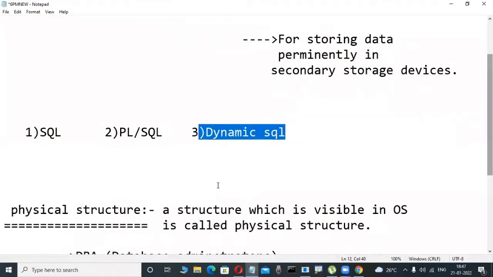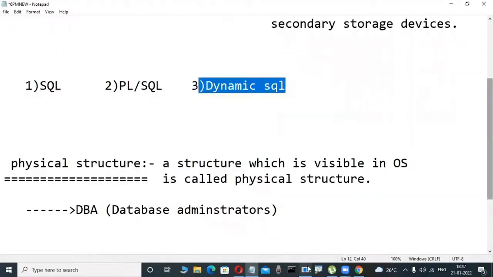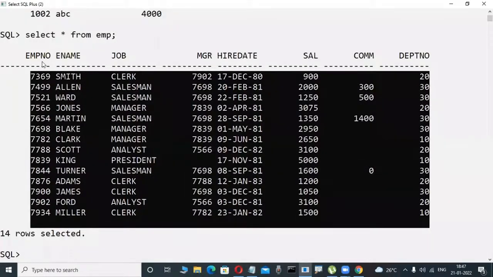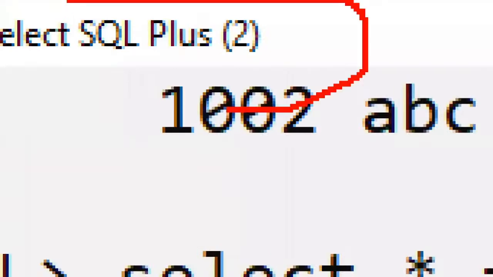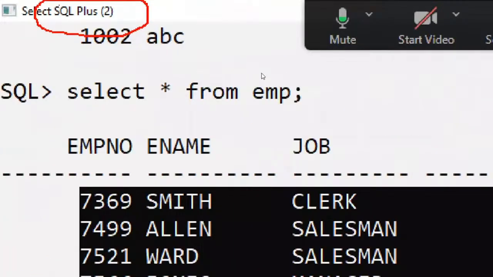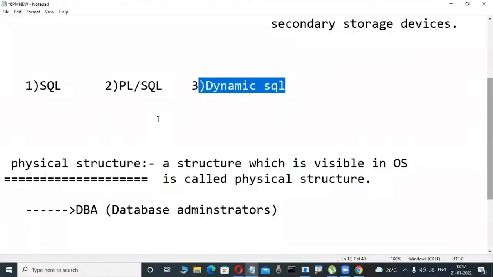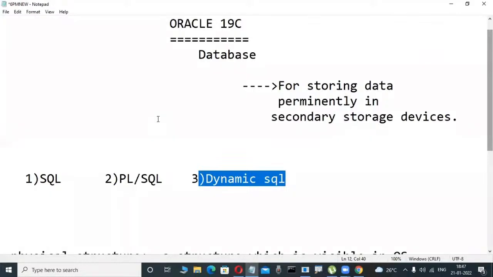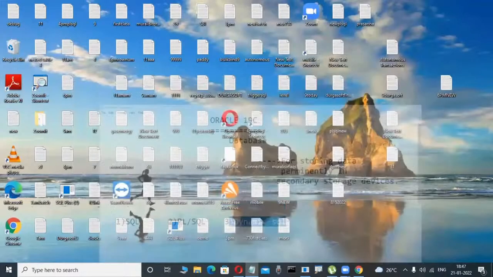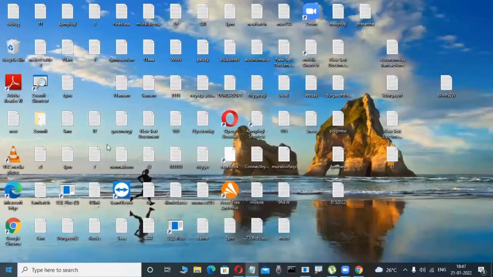But unfortunately, here is another thing in my system. SQL*Plus is there. What is this one? This is a tool, called a client tool. If you want to connect to the Oracle database, then we use a client tool. SQL*Plus is the default tool. Whenever I install the Oracle software, the tool is automatically available.